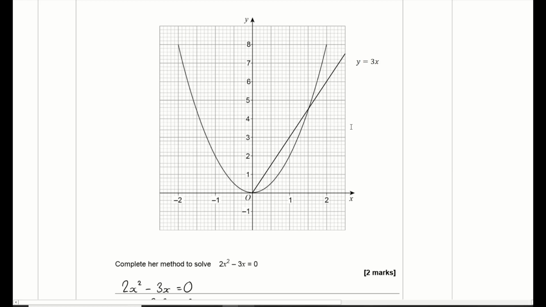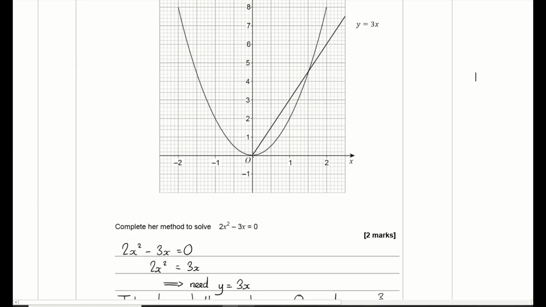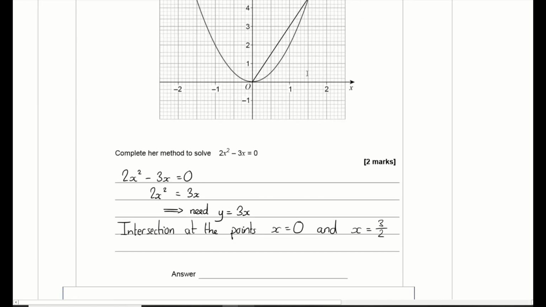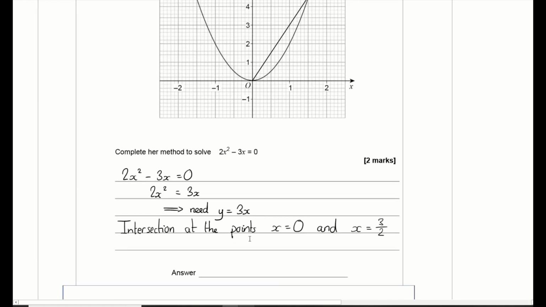Now the solution to the equation will be the intersection points. The origin, don't forget, is also an intersection point here. The graph would continue through the origin there. And the other point of intersection appears to be at x equals 1.5. So the intersection points are x equals 0 and x equals 3 over 2 or 1.5.